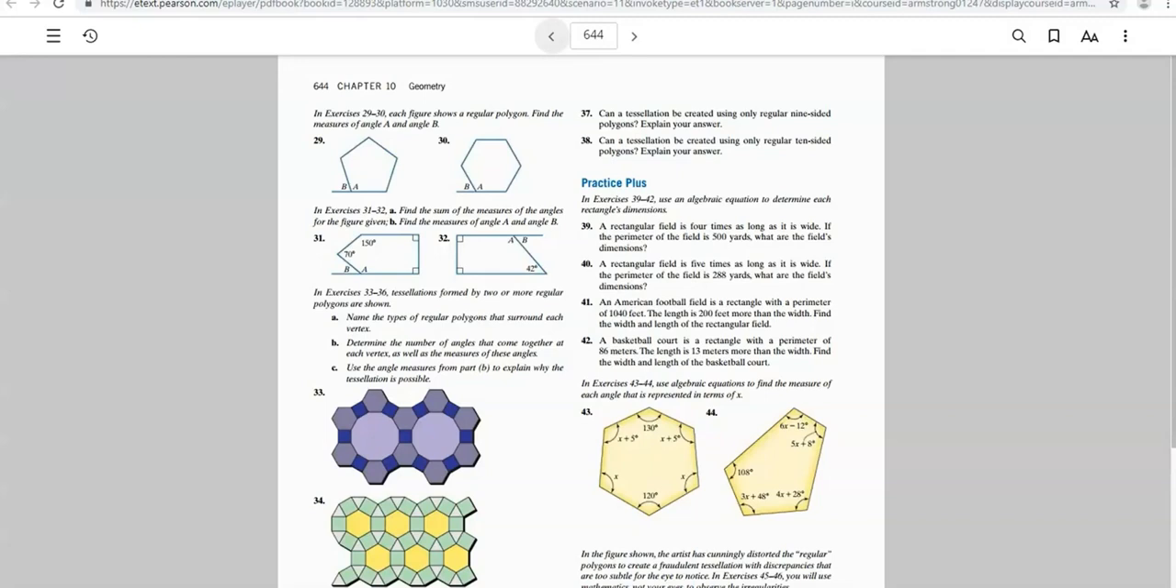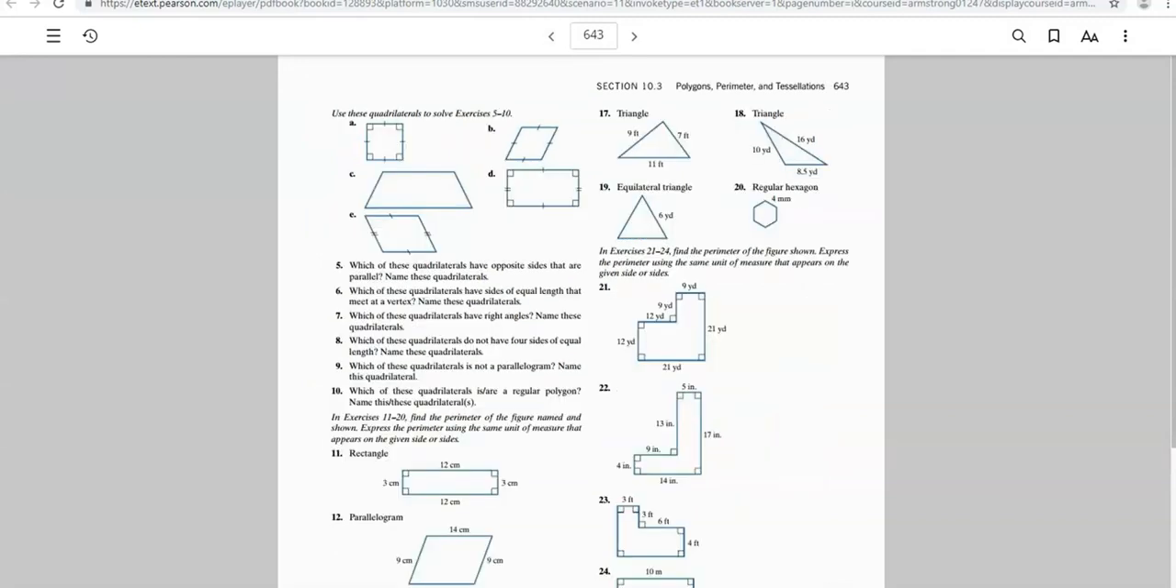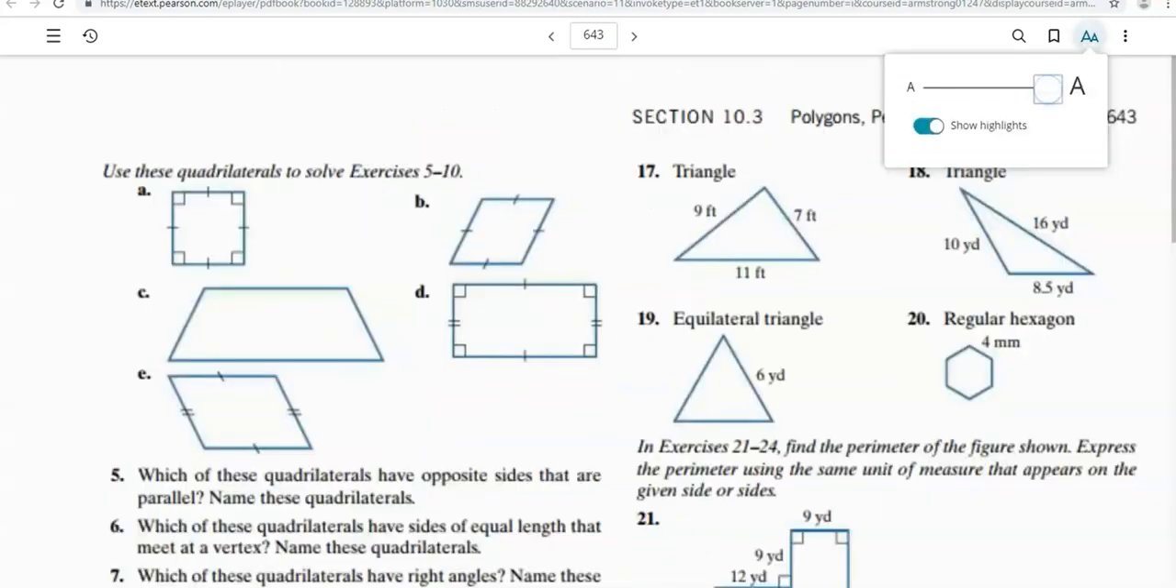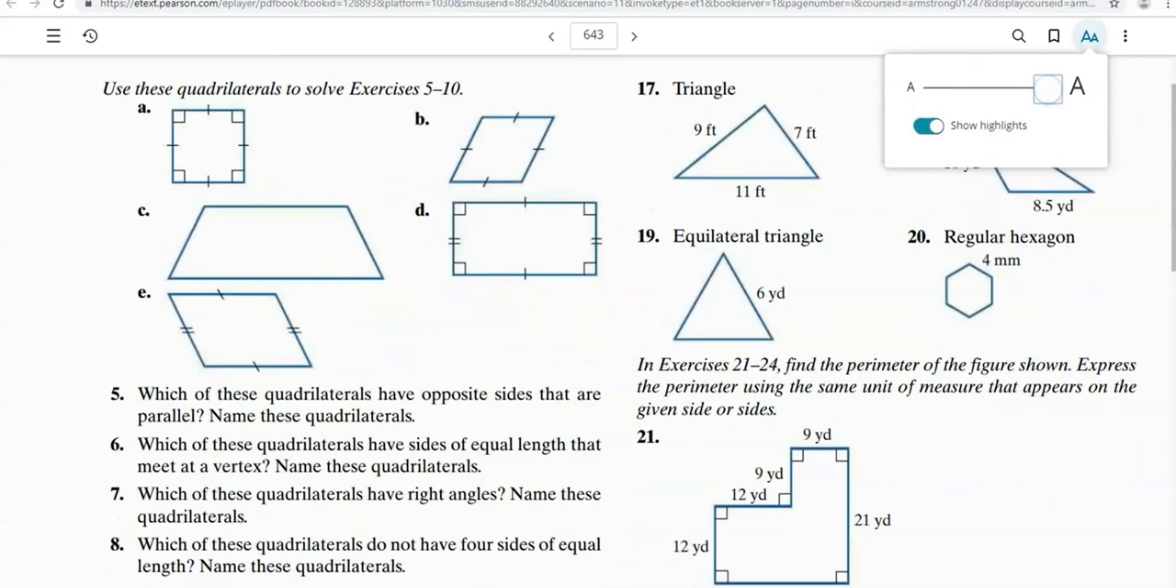So up here, it says use these quadrilaterals to solve 5 through 10. So in other words, what it's asking you is, they want to know which picture up here, this is your square, this is your rhombus, this is your trapezoid, your rectangle, your parallelogram. So which one of these have these qualities? Okay, so question 5 says which quadrilateral or quadrilaterals, because it could be more than one, which quadrilaterals have opposite sides that are parallel?